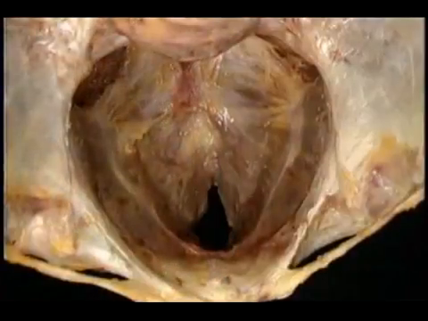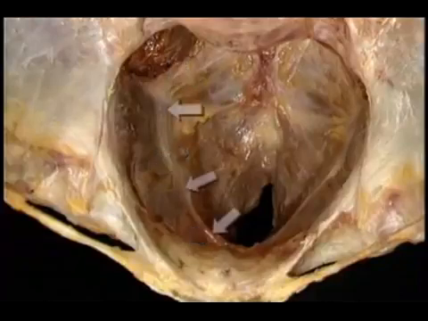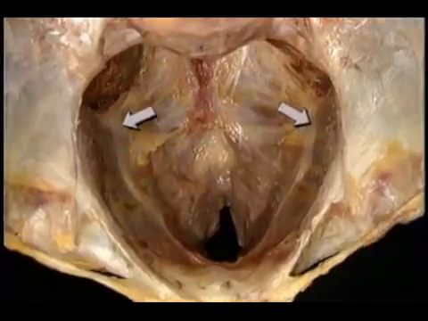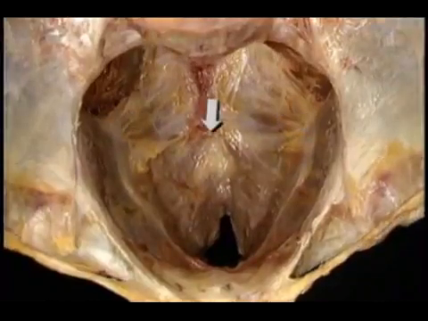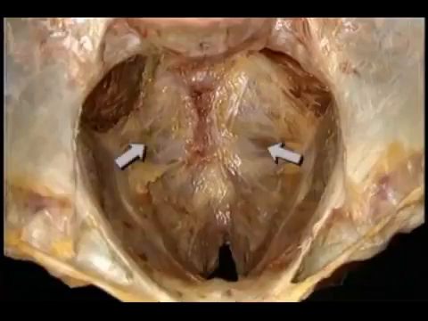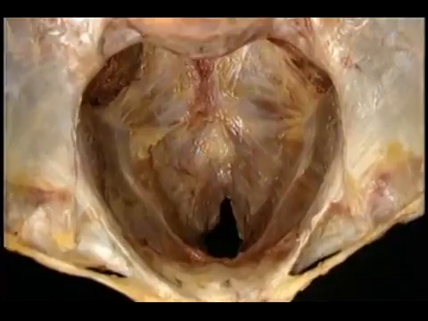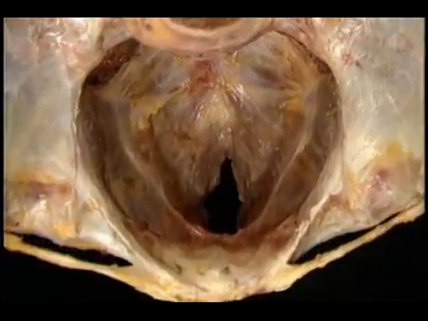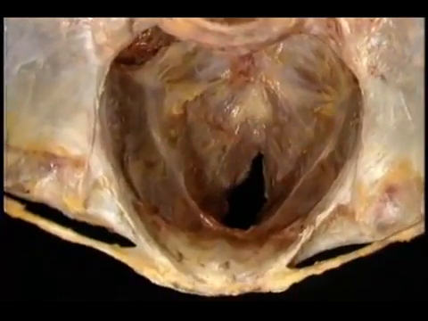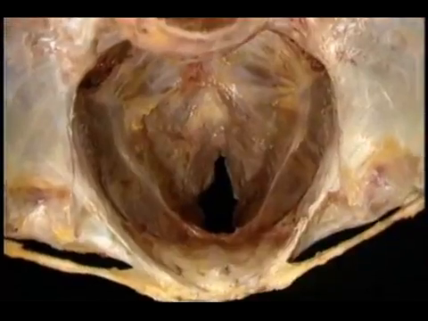We're looking from above. Here's the upper part of obturator internus. Here's the tendinous arch. The ischial spines are here. Here's the tip of the coccyx. Here are the coccygeus muscles. Here are the two levator ani muscles. Between them, in front, there's a gap, the urogenital hiatus, through which pass the rectum, the urethra, and, in the female, the vagina.